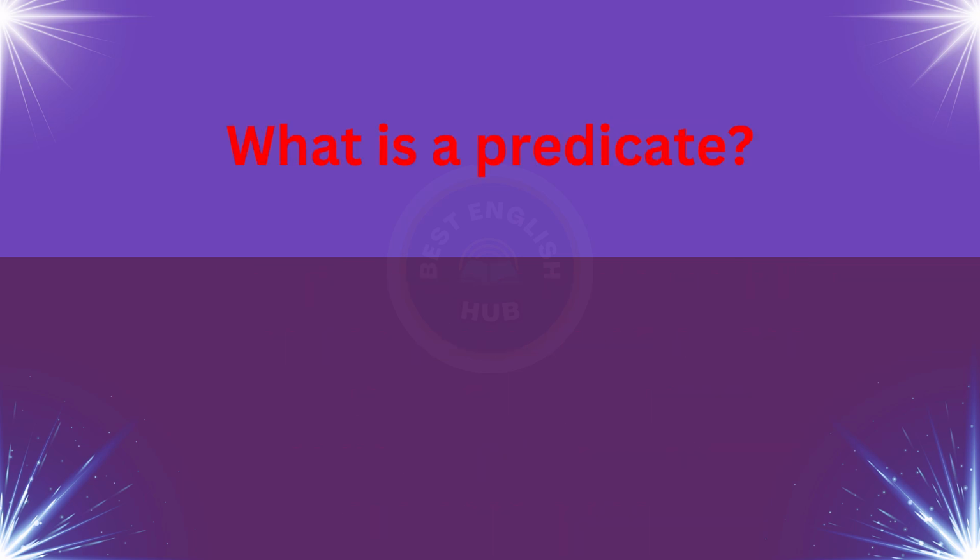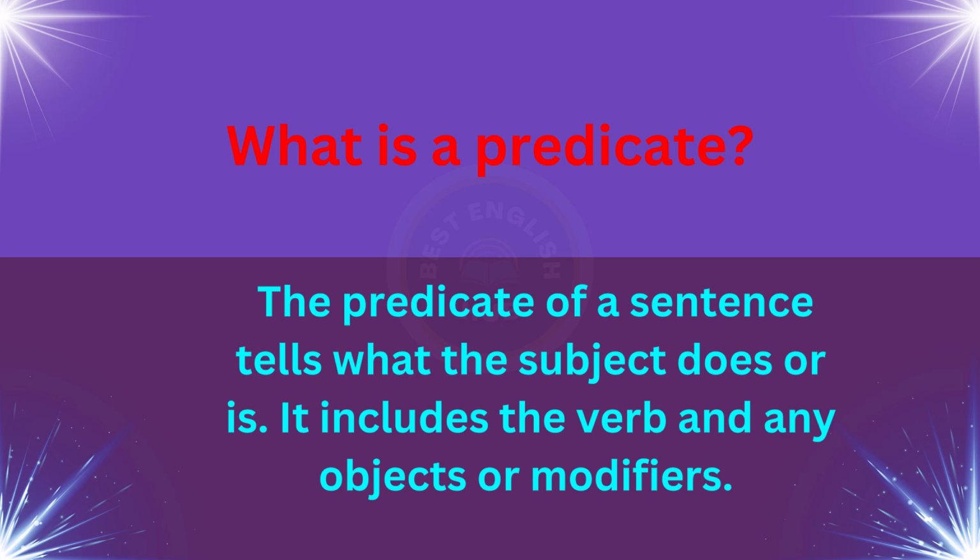What is a predicate? The predicate of a sentence tells what the subject does or is. It includes the verb and any objects or modifiers.